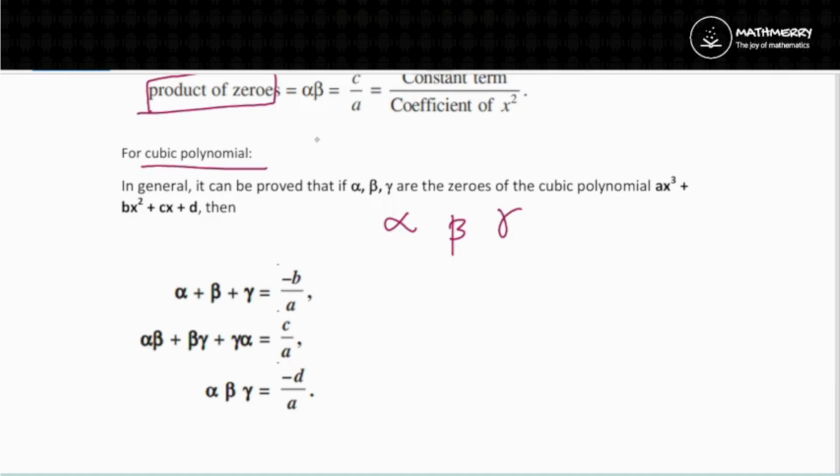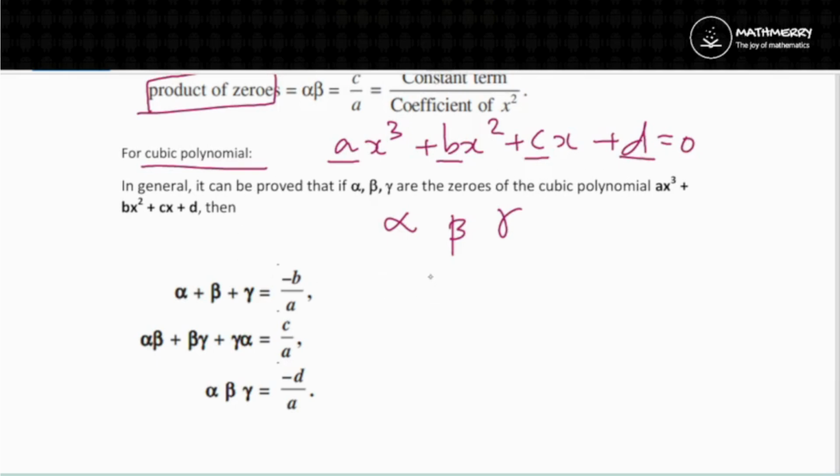The general form of a cubic polynomial is ax cube plus bx square plus cx plus d is equal to 0. This is our general form. Here, a is the coefficient of x cube, b is the coefficient of x square, c is the coefficient of x, and d is our constant term.